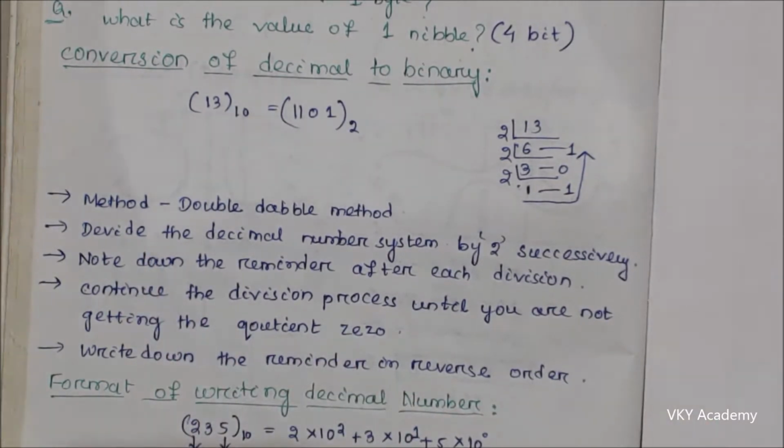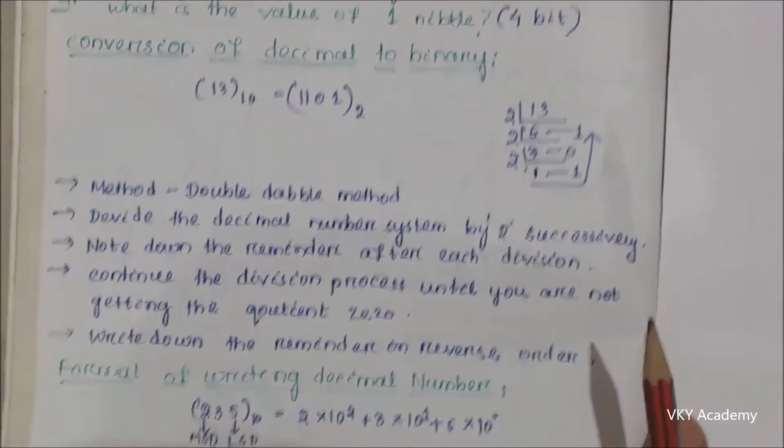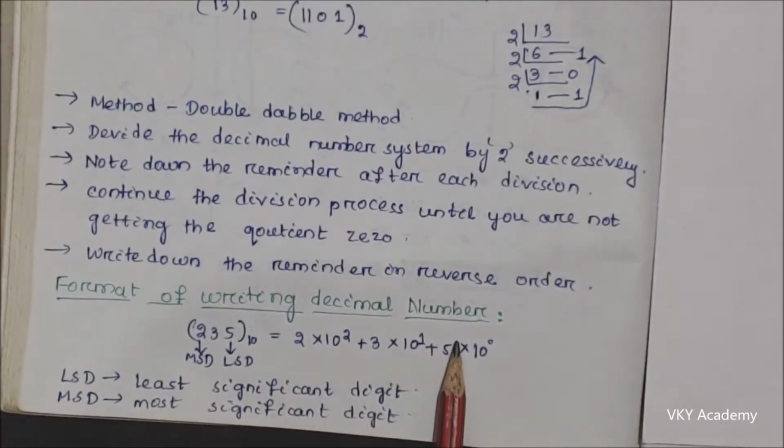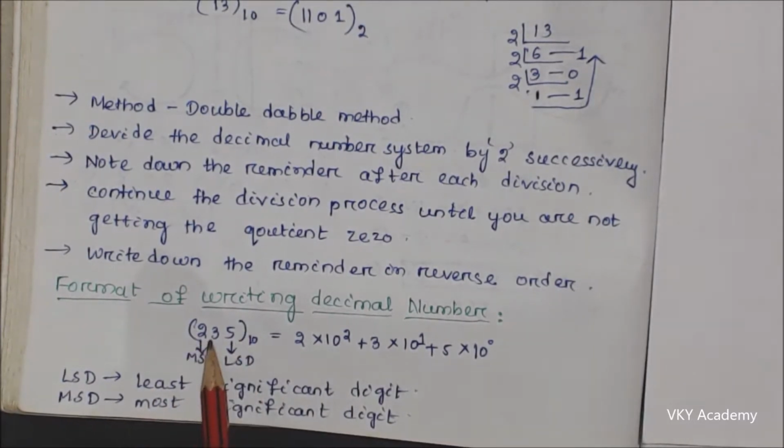We will discuss the whole process by understanding a few more concepts about the number system, such as LSB, which is called least significant bit, MSB, which is called most significant bit, LSD, which is called least significant digit, and MSD, which is called most significant digit. Okay, so the format of writing a decimal number. As you can see, 235, a decimal number, is given which has base 10. So in this number, the 5 is called your LSD, or least significant digit.